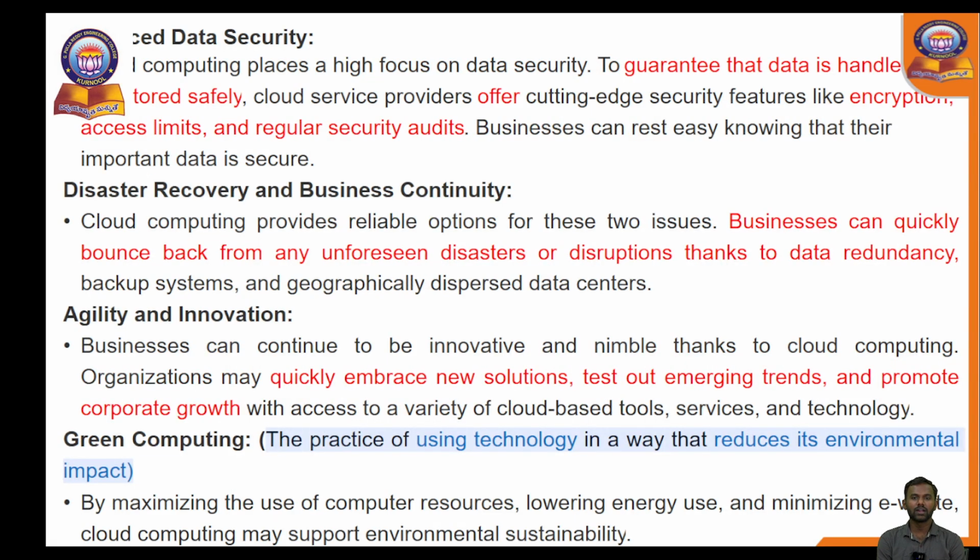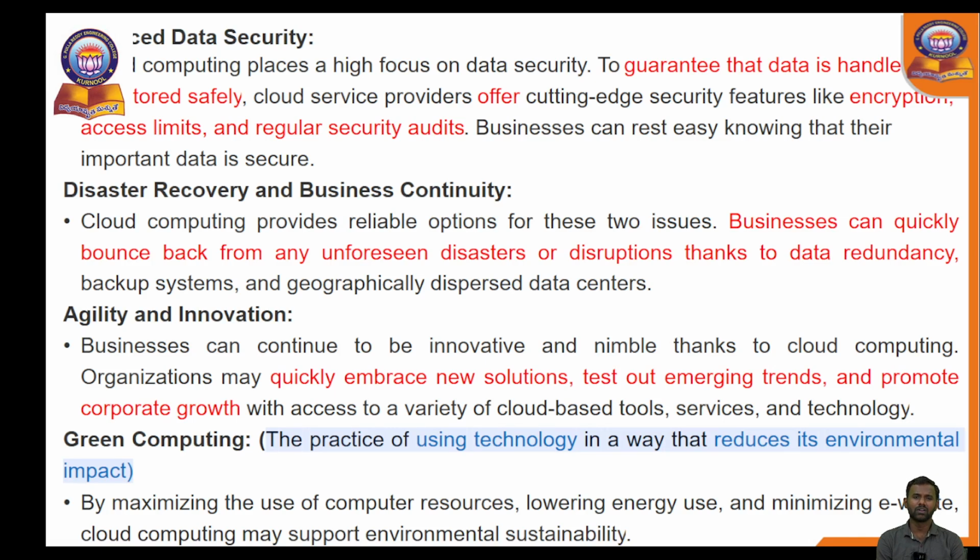Next, enhanced data security. So when you are keeping your data in the cloud, you may think about the security. The service provider will take care about the security in the cloud. There are two terms related to the security here. First one is the security of the cloud, security in the cloud. When you are moving data from your system to the cloud, you should take care about your data. But when you keep the data in the cloud, the service provider will take care about the data. That is, the security will be provided by the service provider.